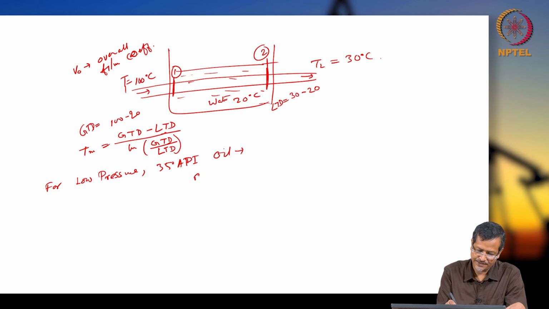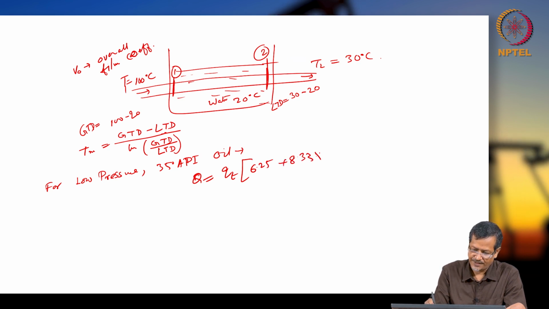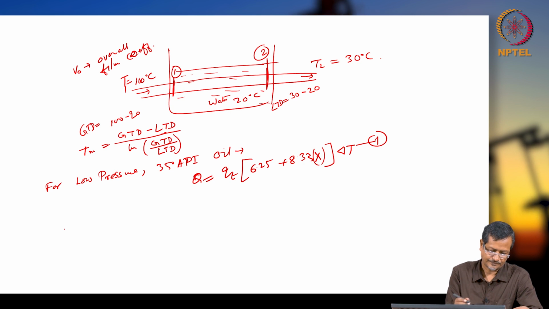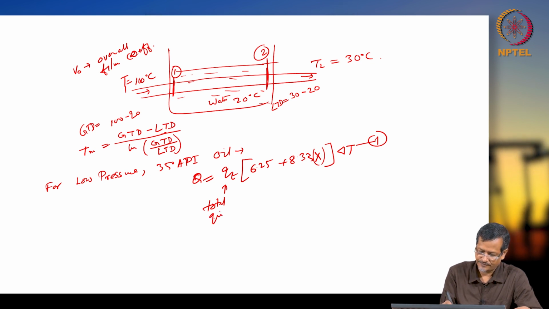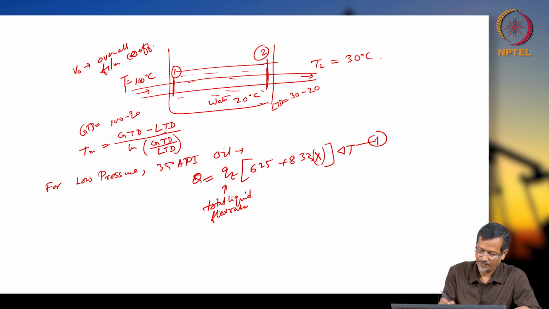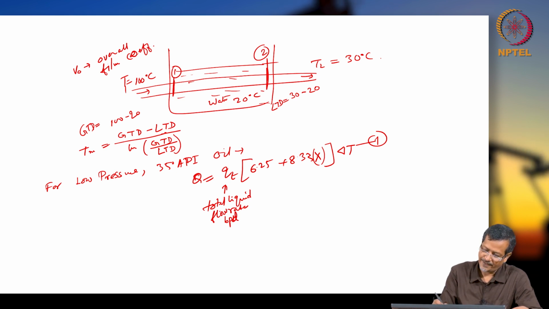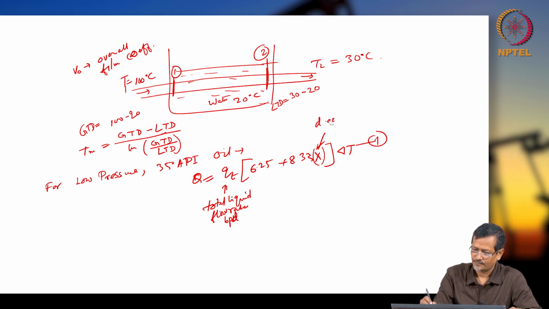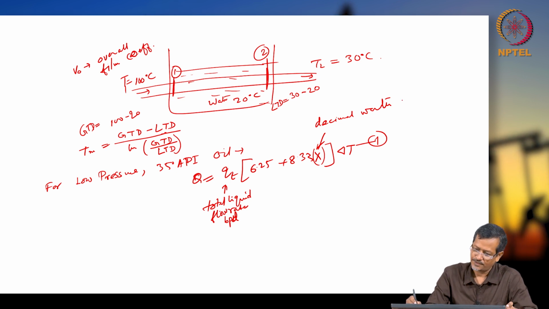The formula is like this: Q equals QT times (6.25 plus 8.33 X) times del T. QT is the total liquid flow rate, and its unit will be BPD, barrels per day. X is the decimal water fraction.